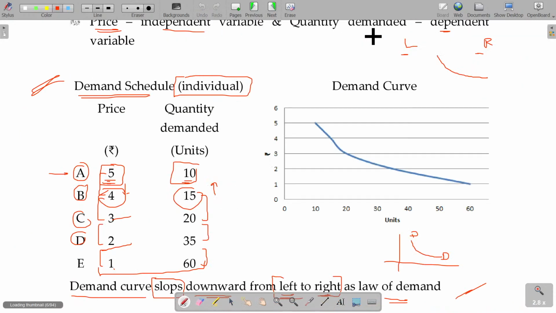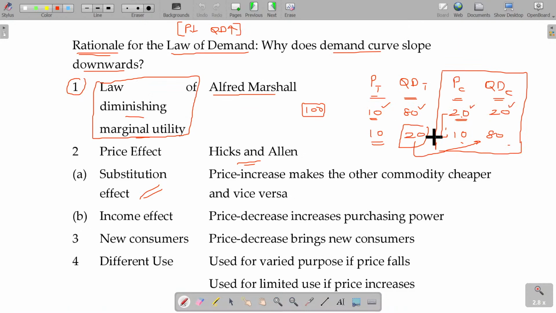But in this case, I am talking about the coffee, and only the coffee's price changes. The price of coffee decreases from 20 to 10. The price of the substitute product remains the same.